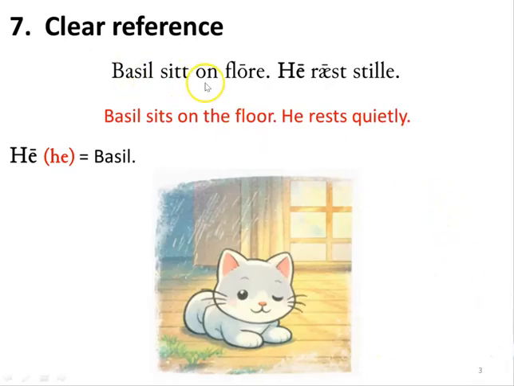All right, so: Basil sitt on flōre. Hē rest stille. Basil sits on the floor. He rests quietly. He, which is he in modern English, equals Basil. So he refers back to Basil.